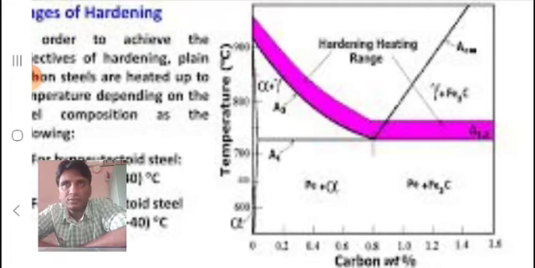So therefore, in Austempering, the steel is heated to the hardening temperature and then quenched down to a temperature of 300 degrees centigrade and then cooled in air to room temperature. By using this technique, we can avoid the secondary heating of the component.